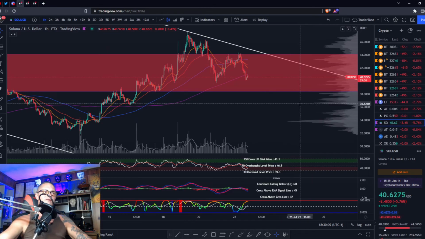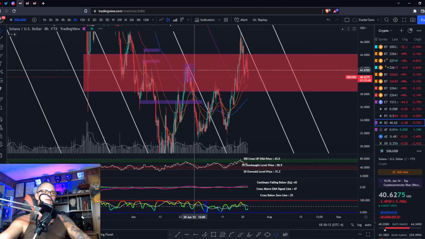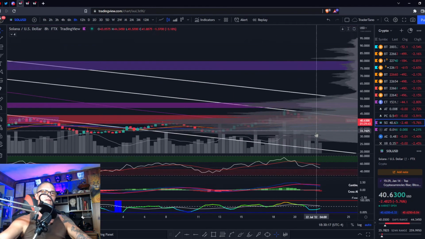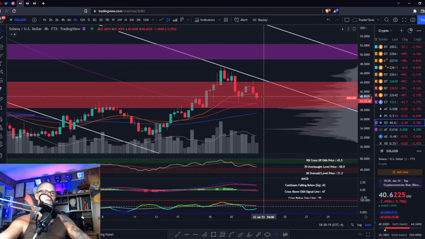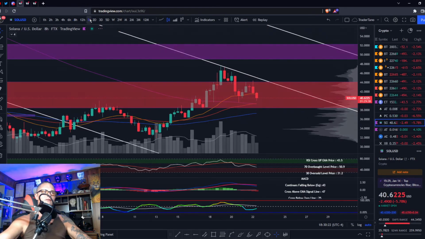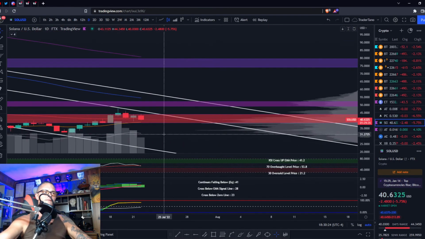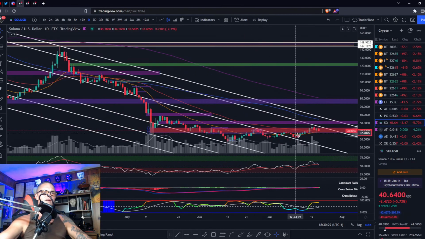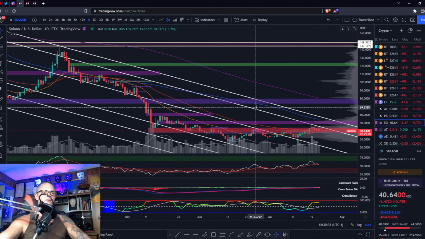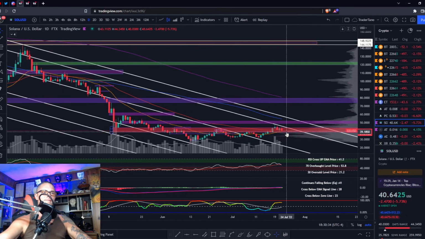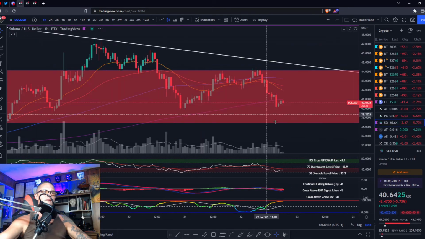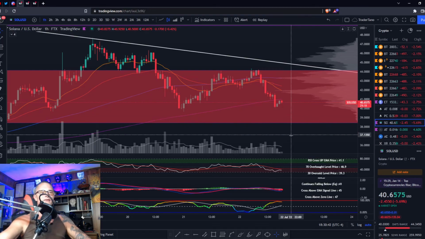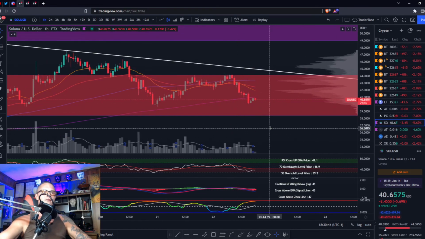So if we do break to the downside, what I'm going to look at here is the 8-hour. I'm going to find out what our last low was. Okay, so it looks like we are trying to make a lower low. Let's go to the daily. We could have some more downside right now, but basically we need to hold the 21, which is right where we're at. We need to hold that red zone. If we can hold the red zone, we're in good shape. So we need to hold 38.50. We break 38.50, we're in trouble.